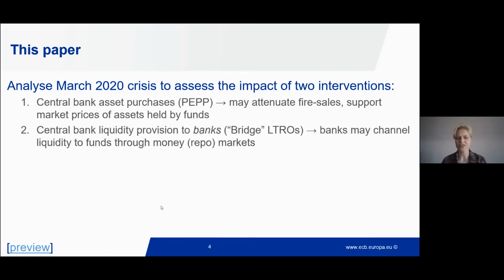The second intervention we are going to look at is the central bank liquidity provision to banks. And the mechanism there would be that banks who have access to the lender of last resort can come to the central bank, borrow liquidity, and channel some of it to funds through the repo markets. And so we will see whether this indeed played out in March 2020.